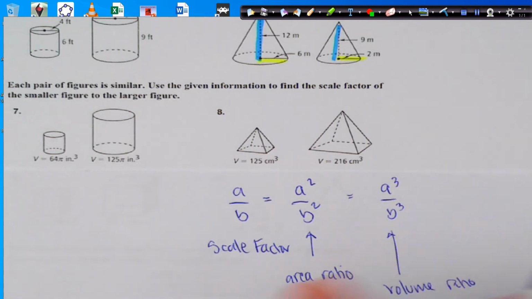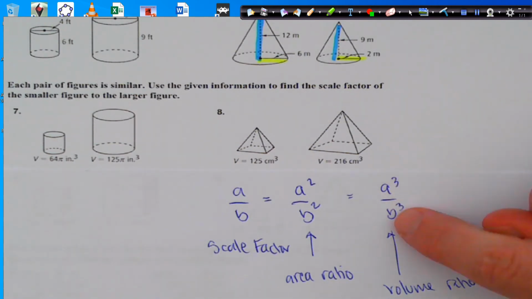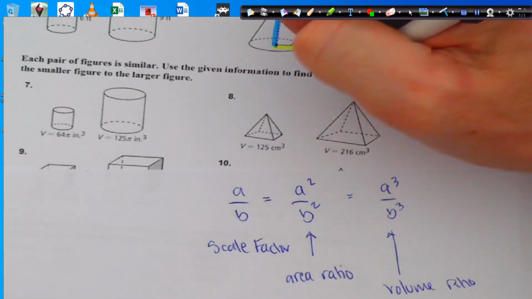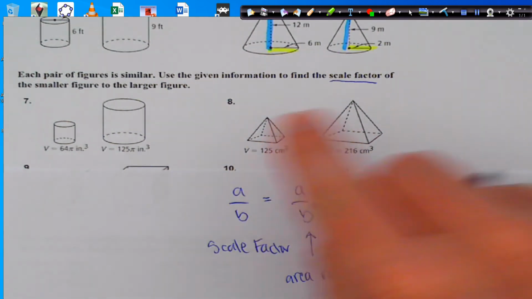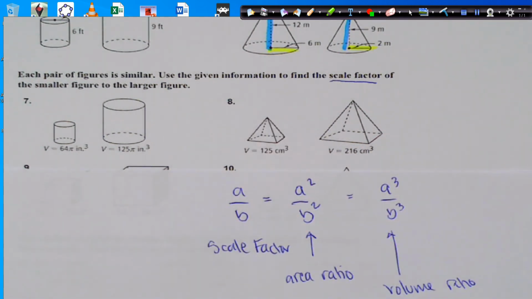Okay, so I have them set equal to each other, but technically they're not equal to each other because I'd have to either square root, square, cube root, cube, all sorts of different things in order for this to work. So what happens on number 8 here is that we're given volumes. So we're going to be starting out with the cubed version, and it's asking us to go all the way back to get scale factor. So we have to go from a cubed, b cubed, all the way to a to b.